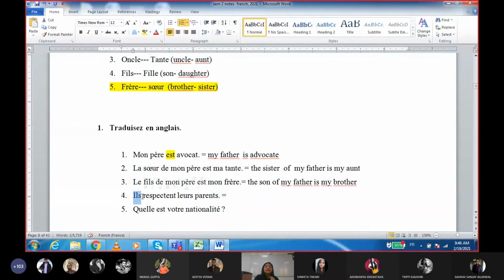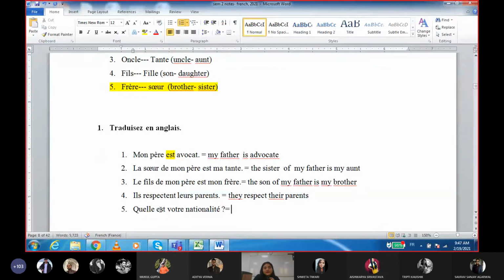Ils, we have discussed it 100 times. It means they. If you don't remember, please revise it because it is one of your subjects, so here it is mandatory. Now respect means respect, it will be related to an English word. If not, we'll delete it. Leur, we have seen in possessive adjectives, it's there. And parents, same spelling, it's parents. So of course, we got our translation: they respect their parents. All right, the last one here.